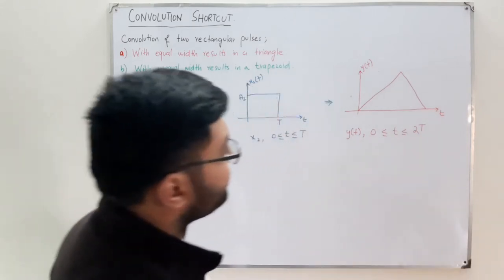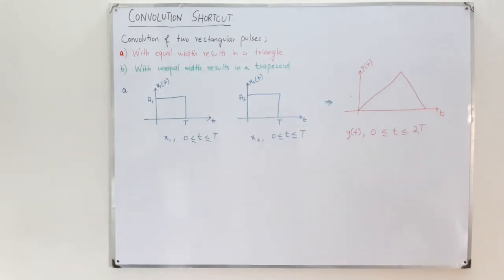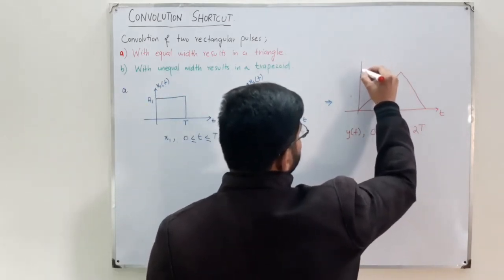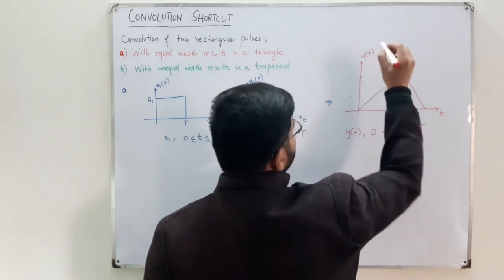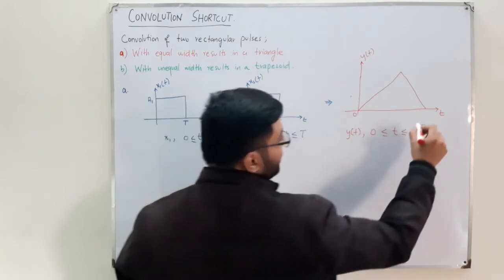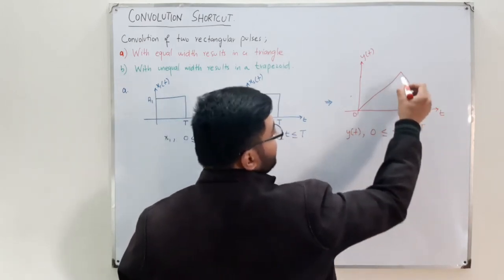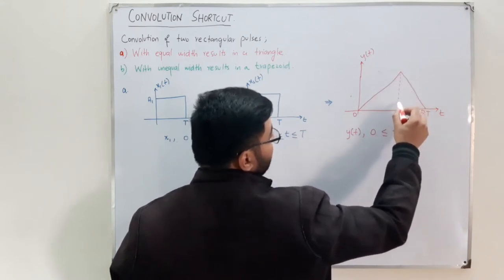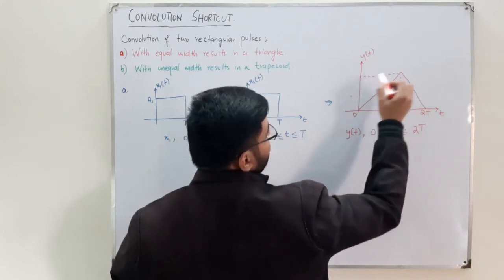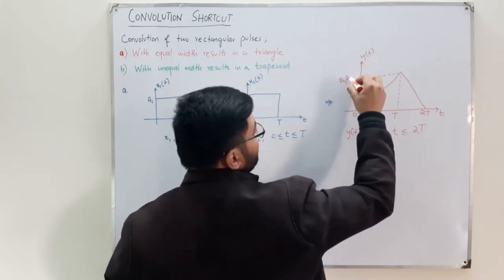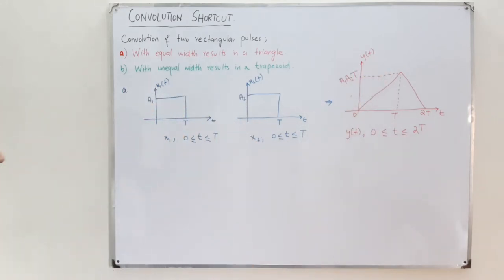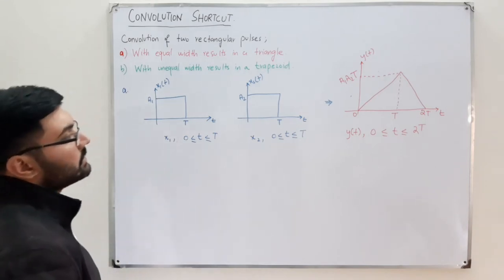But now we need the values. So what are the values? Let me elongate it a little first. If this is my y of t, the starting point of course is 0, and the ending point of course is 2T. Have a look at the middle point. The middle point is T, and the amplitude at that point is A1 A2 times T. This is the case. Fine.